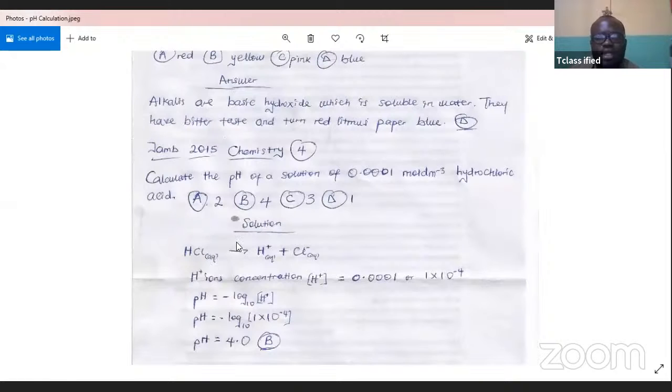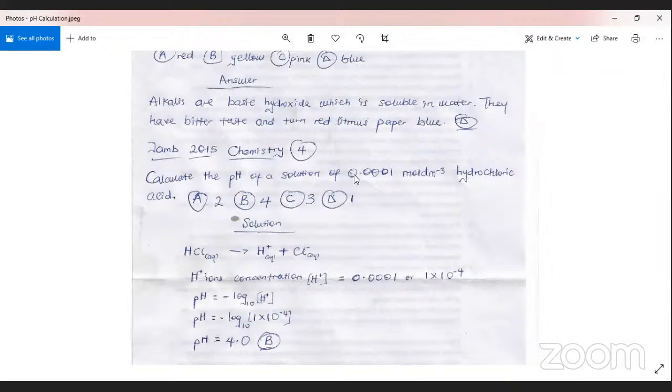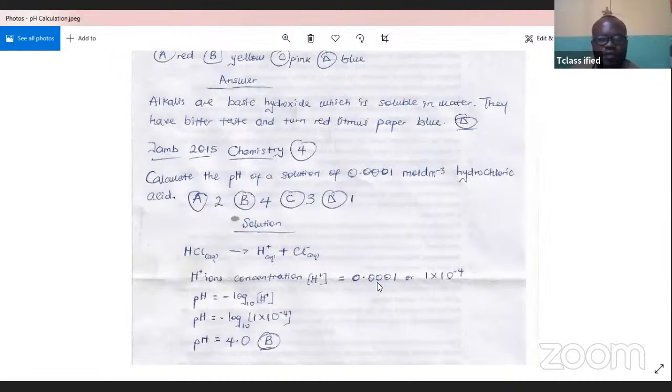So when hydrochloric acid is hydrolyzed, we have 1 hydrogen ion and 1 chlorine ion. So the concentration of this H ion, since what is in front of it is 1, should also be the concentration of the H here. And that's why we are having 0.001. So each one contains 10 to the power minus 4.